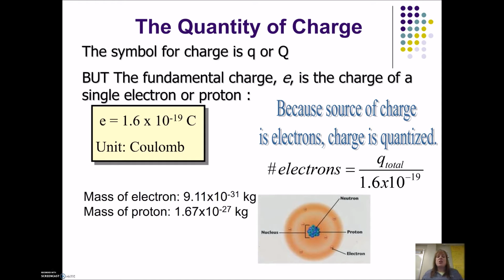A couple other things you should know is that the mass of an electron is teeny tiny, 9.11 times 10 to the negative 31st. The mass of a proton is also super tiny, but compared to an electron, it's massive at 1.67 times 10 to the negative 27th. Very, very tiny particles, right? You don't just see electrons and protons with the naked eye if you have just one.